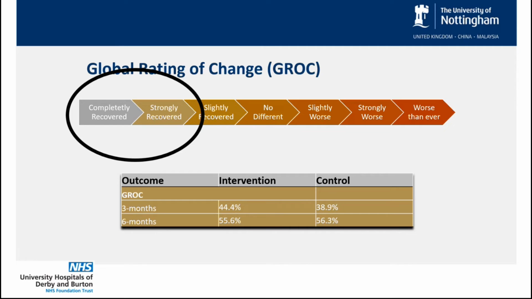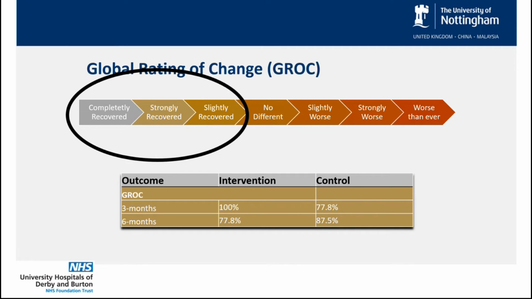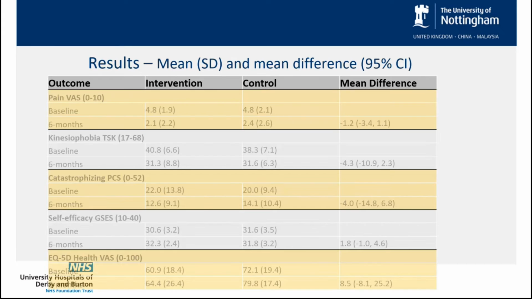I then did a sensitivity analysis where I also included those that were slightly recovered. For the intervention group, it was 100% responders at 3 months compared to 78% at 6 months. And then in the control, 78% compared to 88%, so fairly comparable for the global rating of change. I then looked at the other outcome measures.